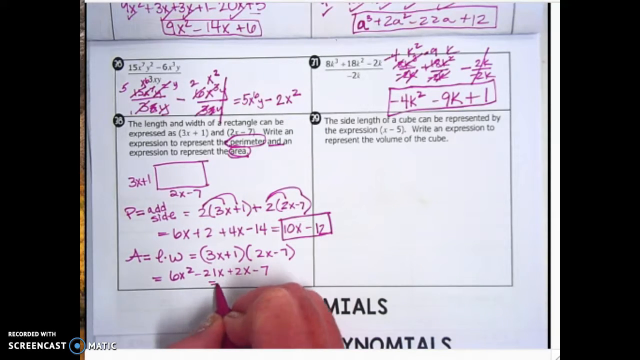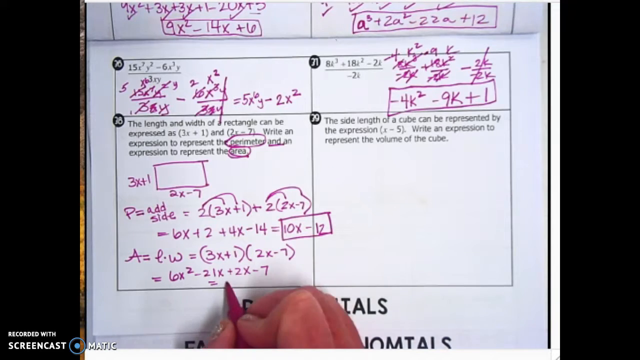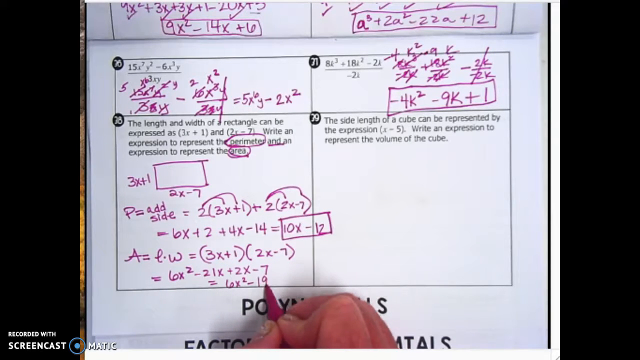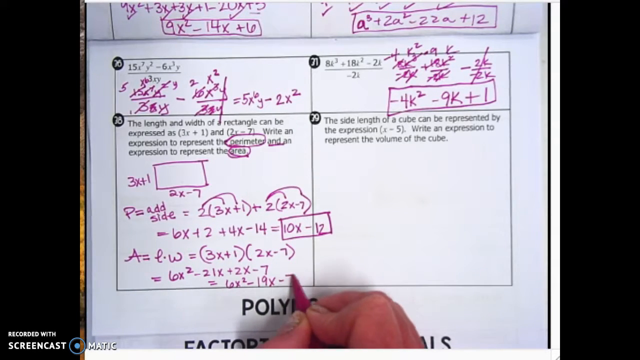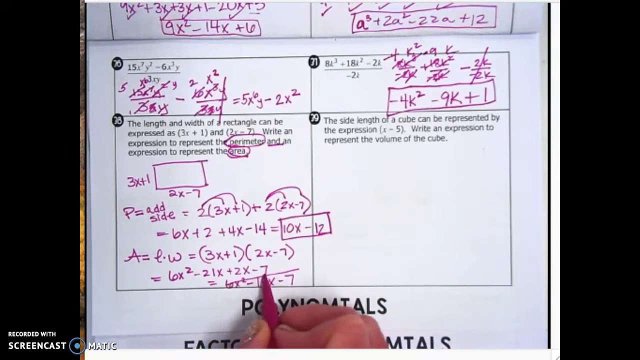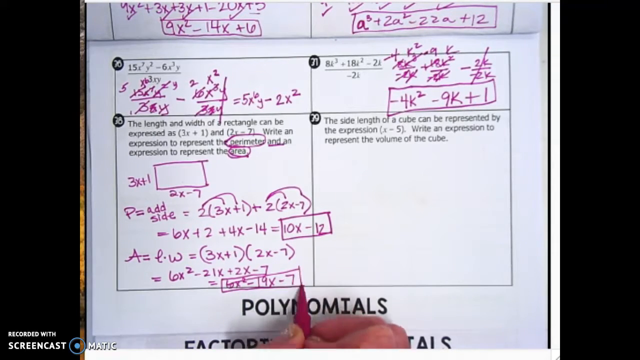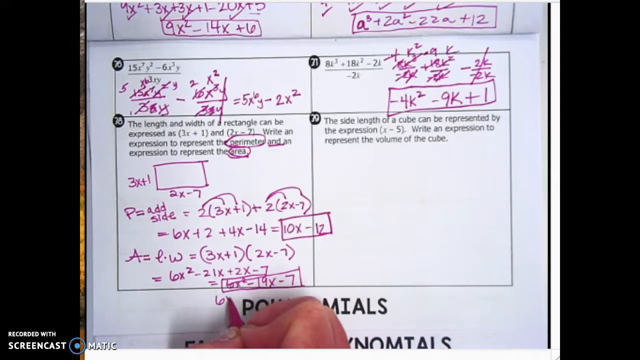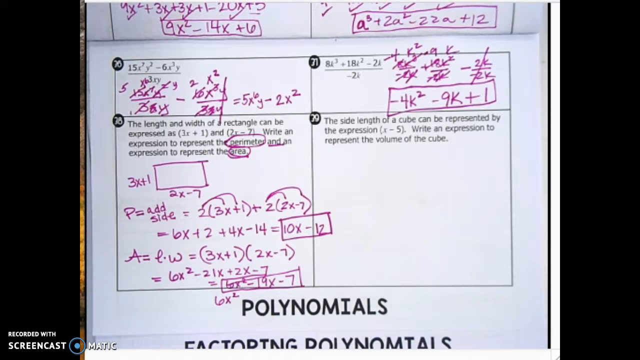So let's simplify by combining like terms. So we've got a 6x squared, negative 21x plus 2x, so minus 19x minus 7. Oh, I just drew right through the middle of it. That's a 6x squared. I rewrite it down there if you can't read it.